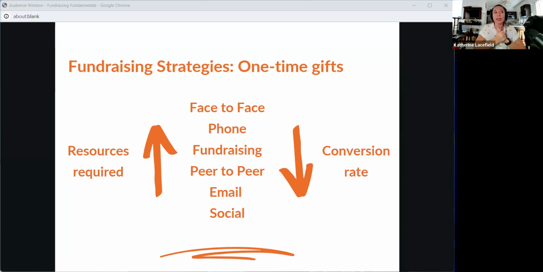Social media is gaining a lot of popularity, but once again, it depends on who your donor personas are. If your donor personas are people like my mom, they will not donate on social media unless their daughter specifically sends them a link saying, donate here. I'm not saying none of them will, but it's definitely a generational thing that is changing.